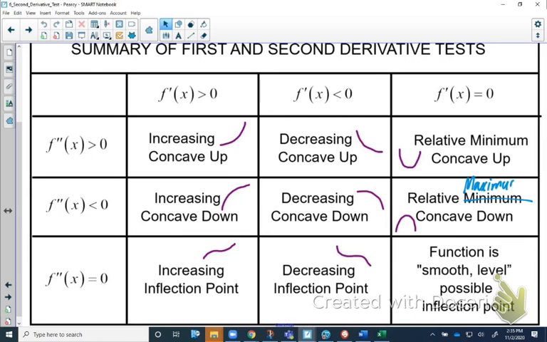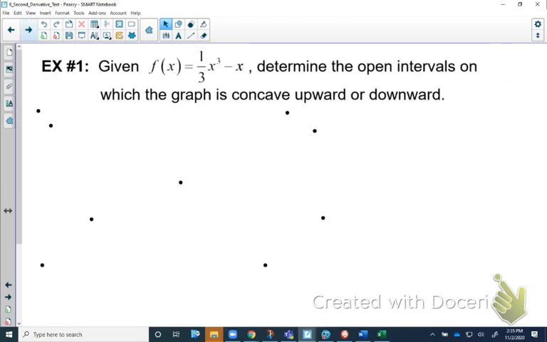maximum instead of minimum. And finally, if both the first and second derivatives are 0, then that tells you that the function is going to be smooth and level, and that there's possibly an inflection point there that we need to identify. So moving on.